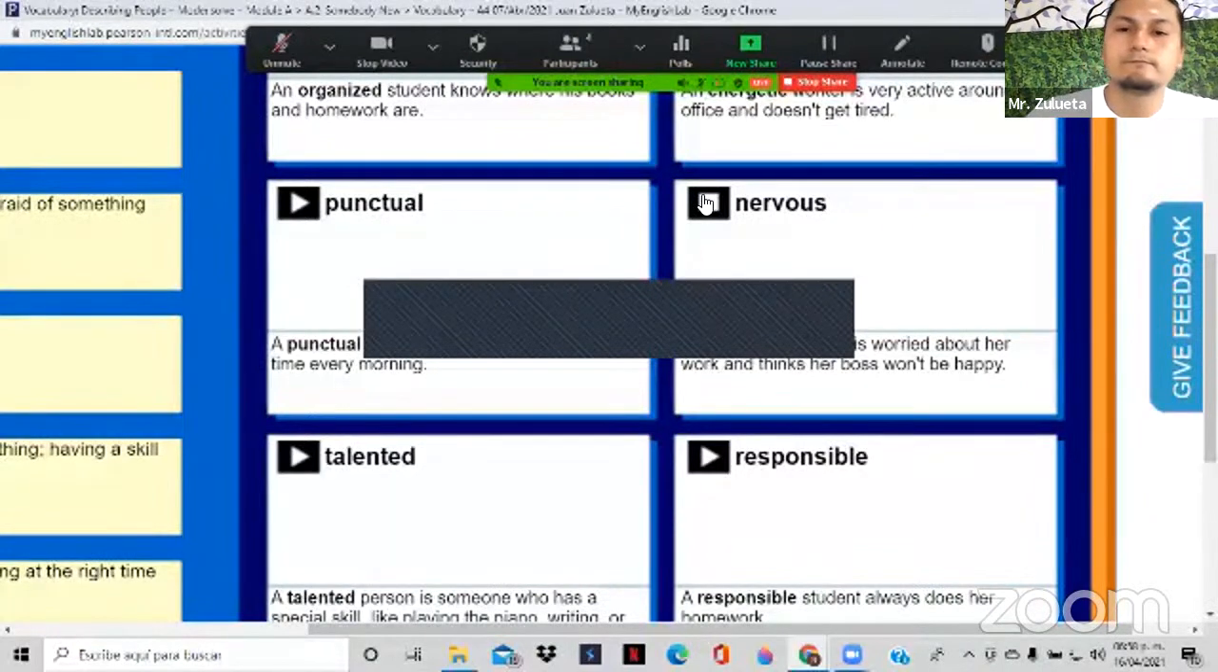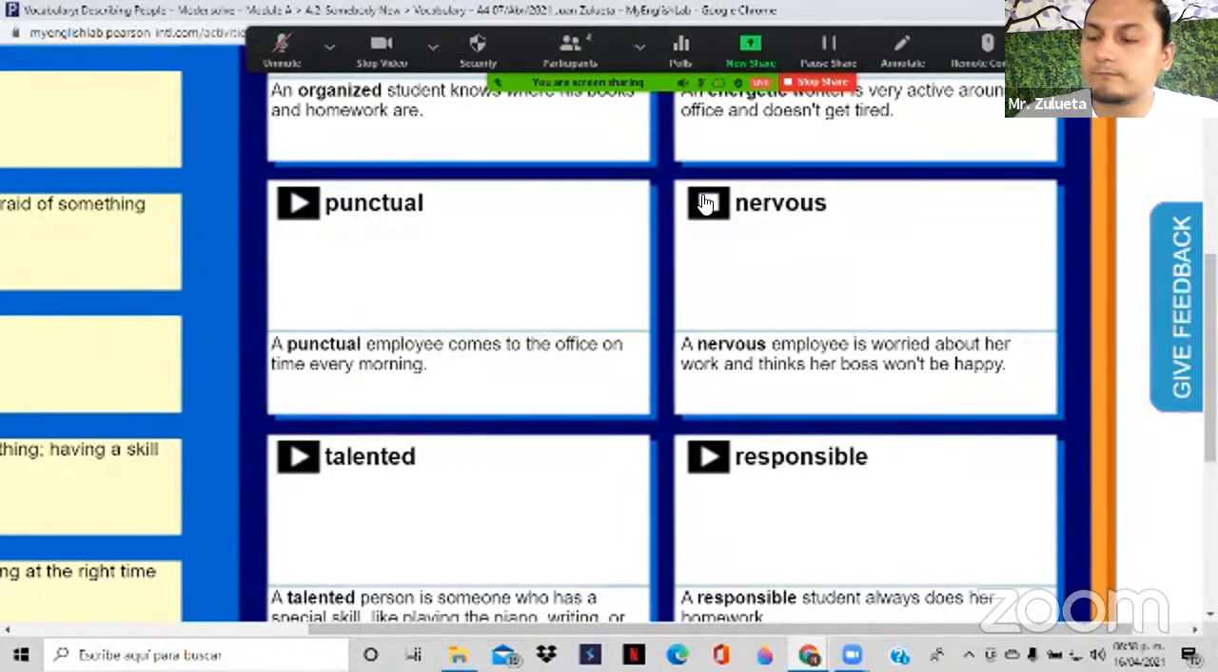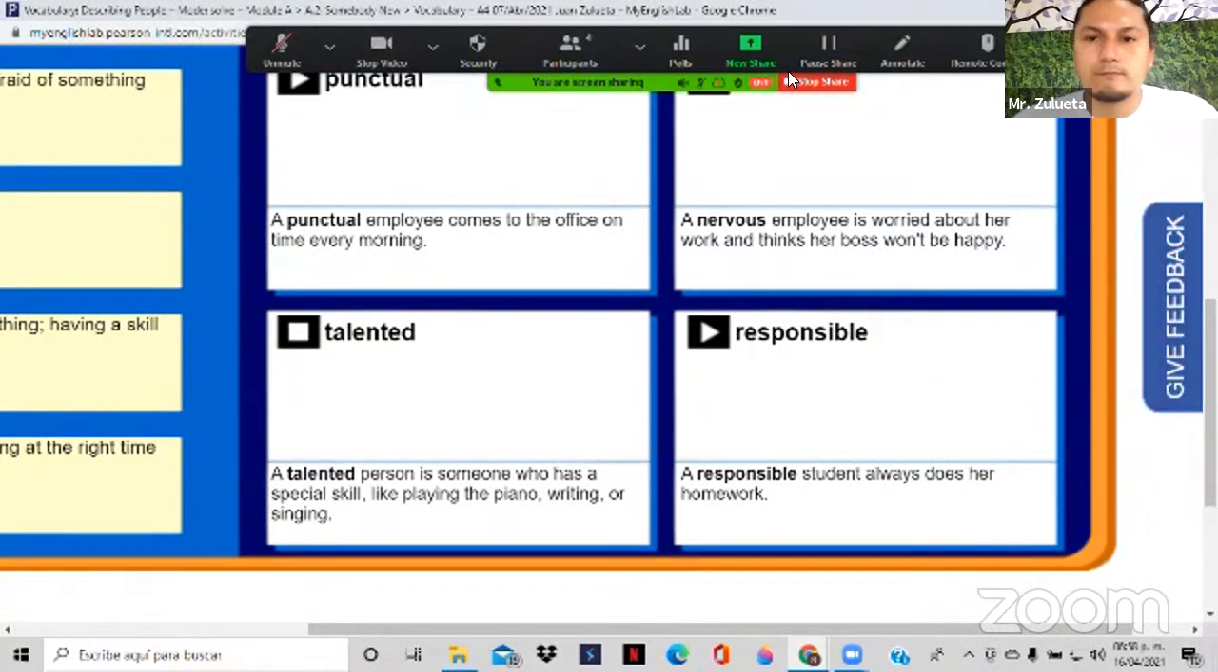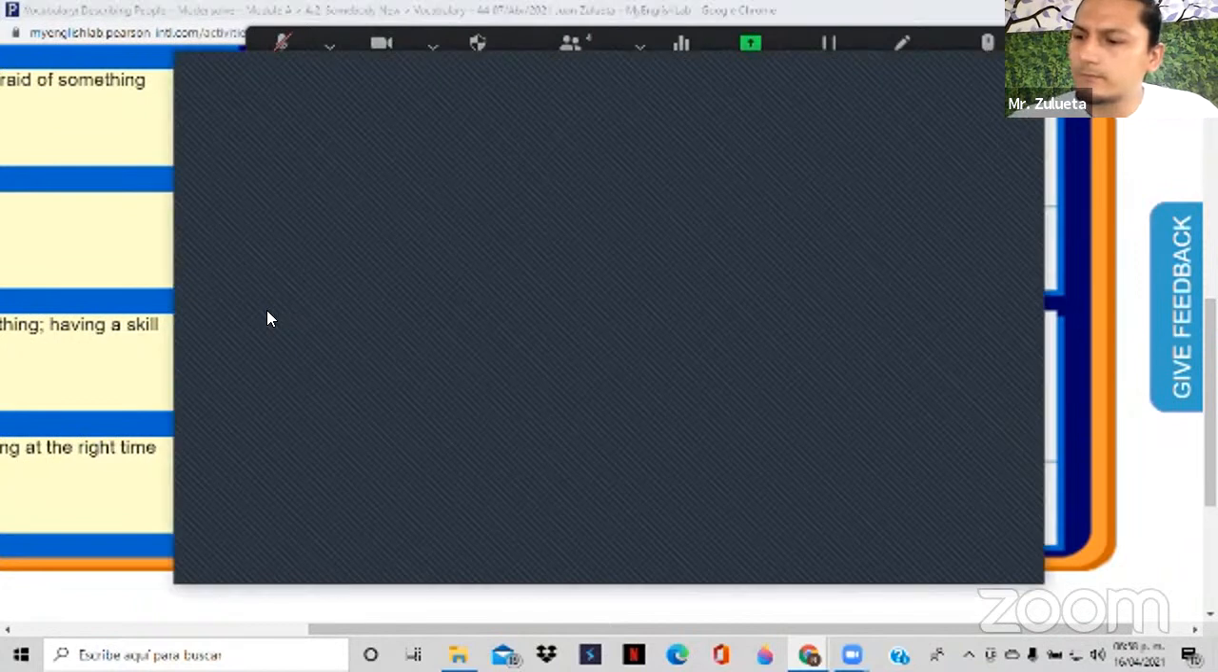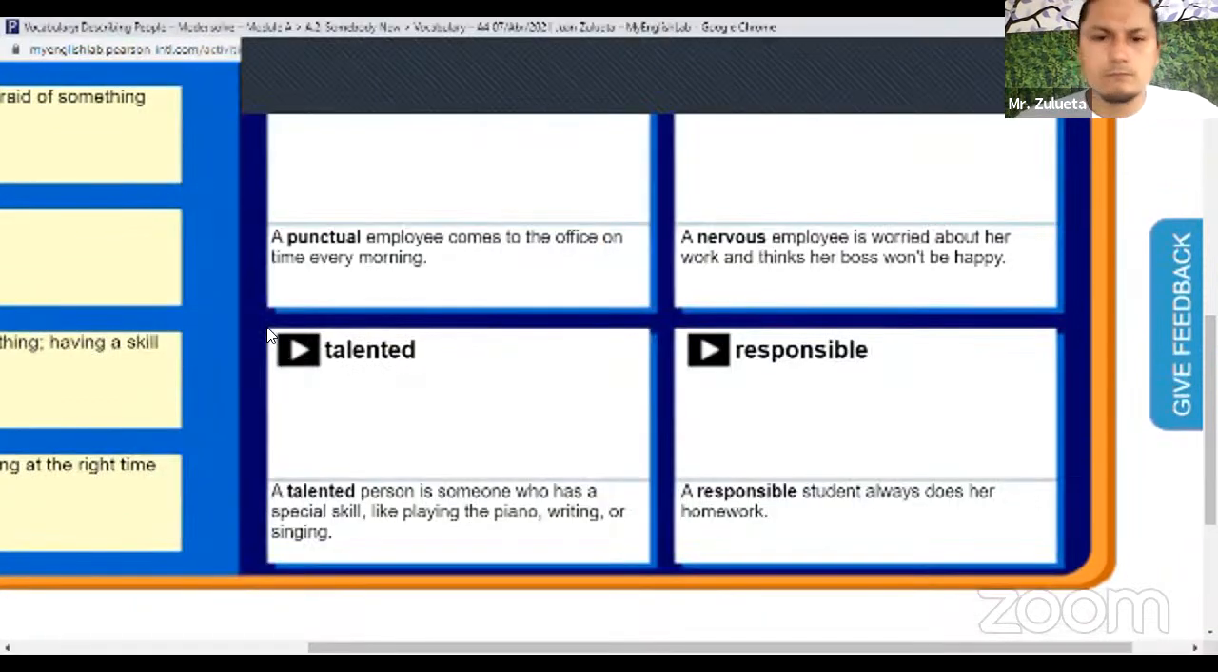Nervous. A nervous employee is worried about her work and thinks her boss won't be happy. Talented. A talented person is someone who has a special skill, like playing the piano, writing, or singing. Responsible. A responsible student always does her homework.